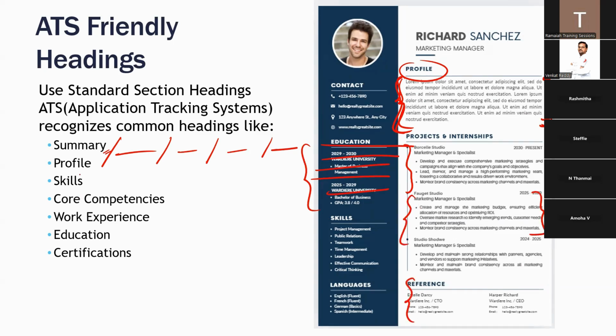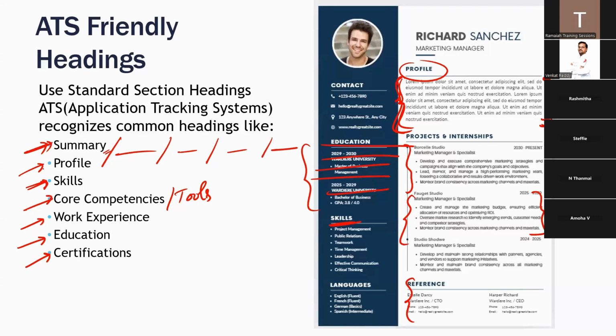So ETS is looking for that precise heading. So try to use commonly used standard headings like summary, profile, skills. If you want to mention whatever skills you have, you have to mention them under the section skills, core competencies, or tools, or programming languages, work experience if you have any internship work experience, education, certifications, etc.